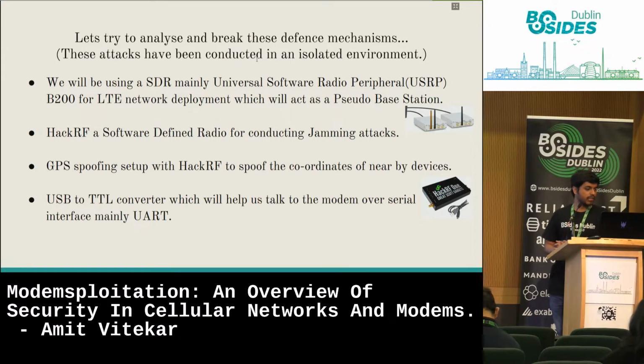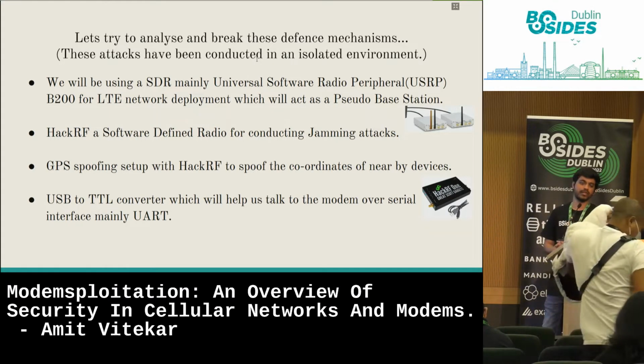We'll be using a USRP B200 for deploying our 4G network, which will act as a pseudo base station. We'll be using HackRF. Everybody knows HackRF, it's pretty famous. We'll be using it for jamming the network. GPS spoofing has mostly been used for spoofing apps like Uber, where you try to manipulate the destination that you're trying to reach, and sometimes you just get away with it. At zero cost, you can get a ride. And later on, we'll see how a USB to TTL converter can be used to talk to the modem over the UART or SWI interface.